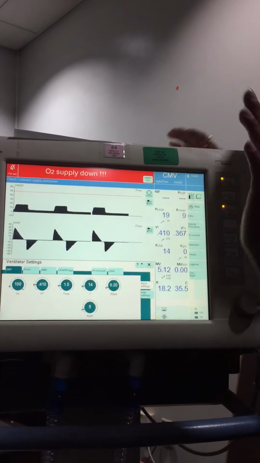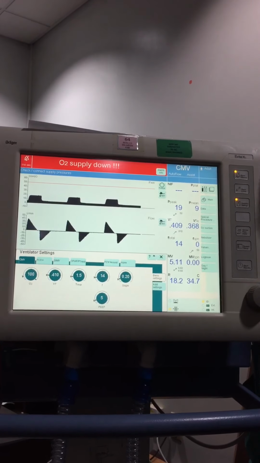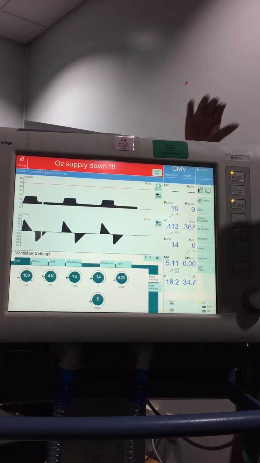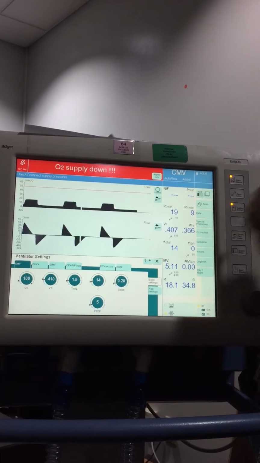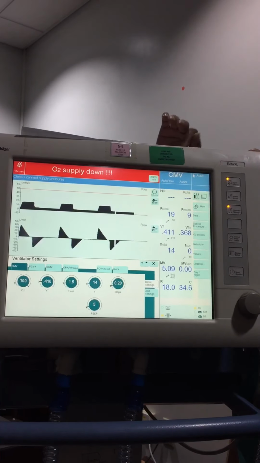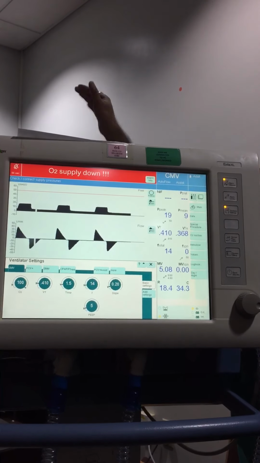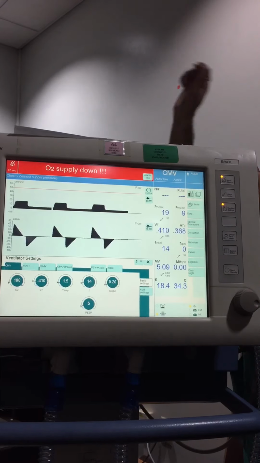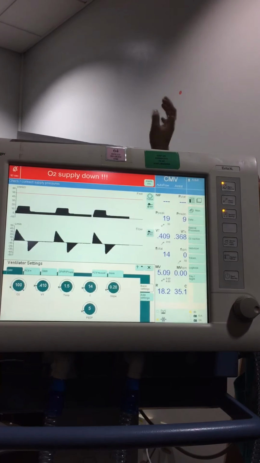And here PEEP is 5. We always recommend keeping it at 5. Once the patient is desaturated, even if you maintain high FiO2, you can start to increase your PEEP level. But once you touch your PEEP level, you have to be very careful, because PEEP will increase your intrathoracic pressure, and the patient will tend towards hypotension. So once you increase the PEEP level, you have to always monitor the blood pressure.